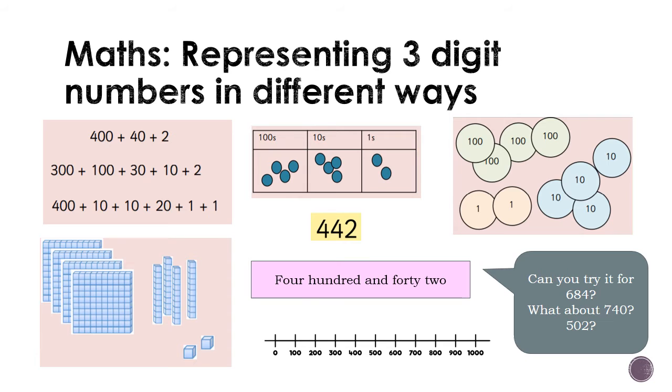I'd like you to think about the ways you've just seen here and have a go at doing it, and maybe a poster or just a page in your book for 684. Try and find at least 4 different ways to represent that number, and if you'd like to do more, or you think you might need some practice, try 740 and maybe even try 502.